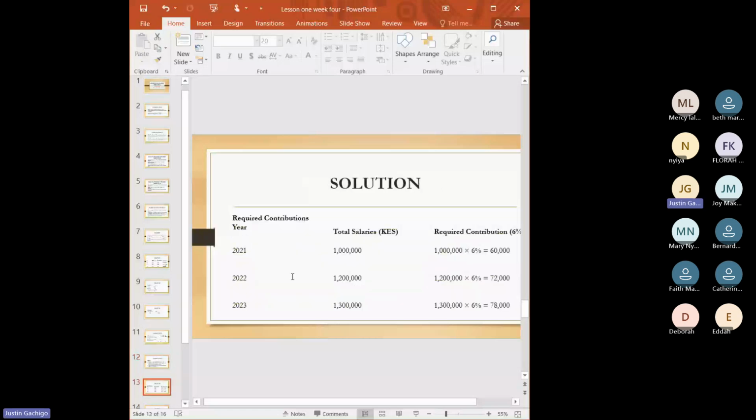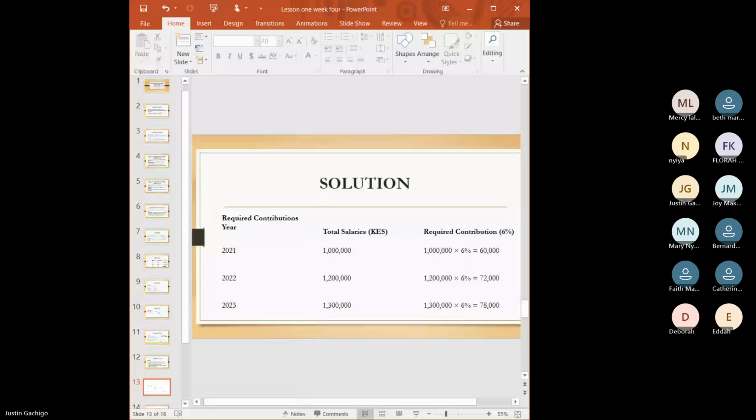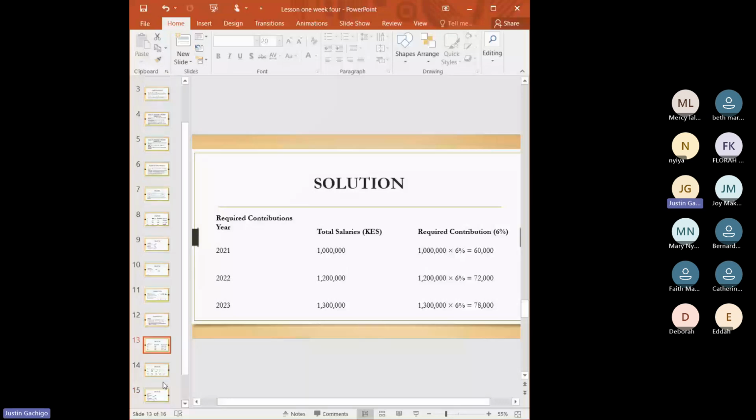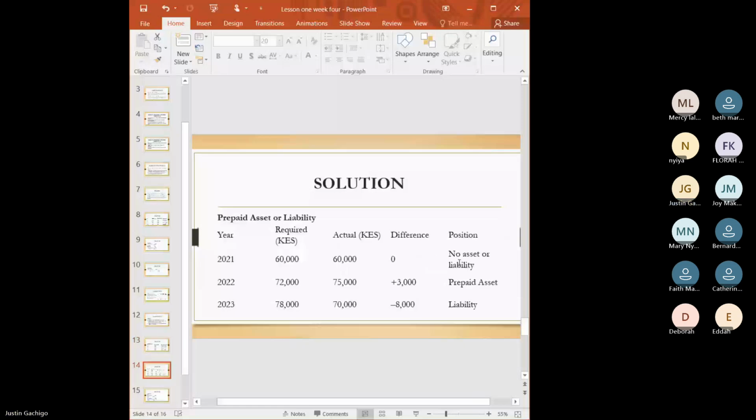So these are the answers, and I think Mary Nyabura has done justice to that question. So for 2021, we have 60,000 as a required contribution. For 2022, 72, and 2023, we have 78. And then for the year 2021, no asset or liability because we have paid exactly. Then 2022, we have a prepaid because we have paid more, by 3,000. And year 2023, we have a liability of 8 because we paid less.